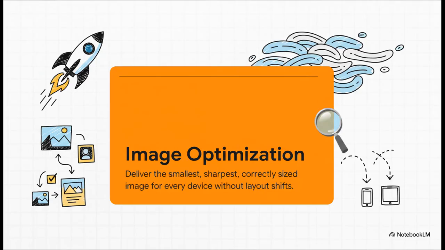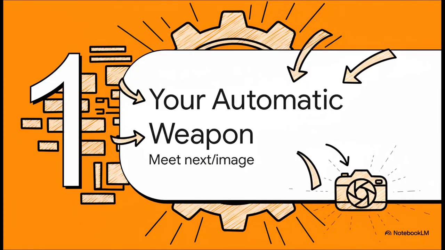Okay, so the official definition here sounds a bit academic, right? Let's just break it down into plain English. What we really want is to get the smallest, best-looking image to the right device and to do it without the page jumping all over the place as it loads. The goal is super simple: make the user's experience feel instant and smooth. That's it. So, how do we actually pull this off?